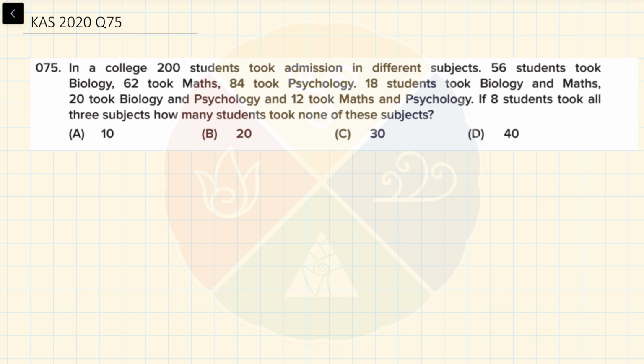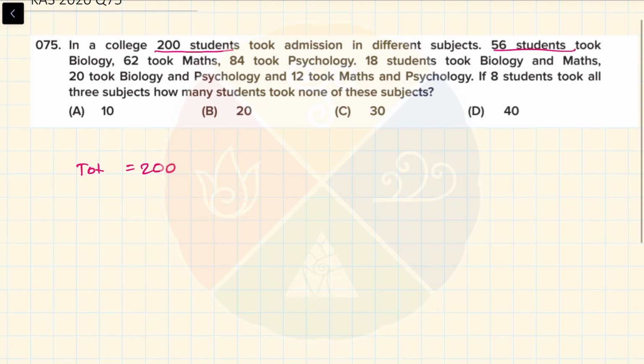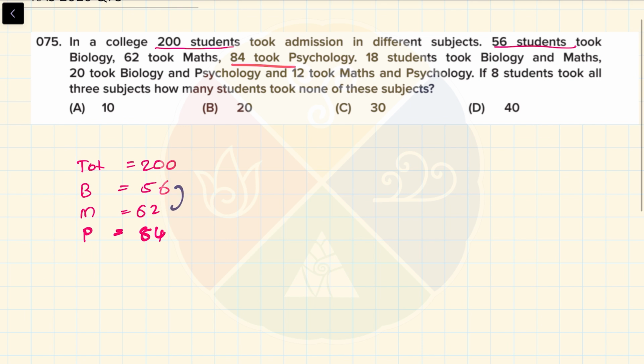In a college, 200 students take admission in different subjects. So there are a total of 200 students. 56 students took admission in biology. Biology has 56, maths has 62, and psychology has 84. 18 students took admission in both biology and maths.